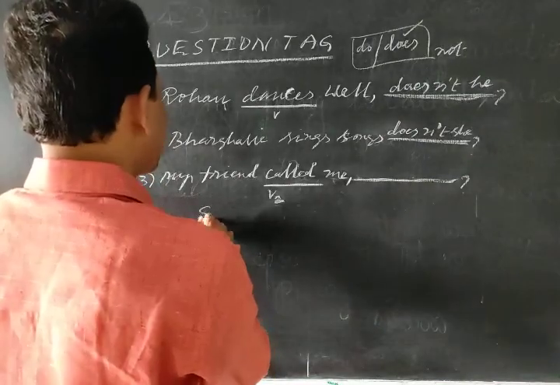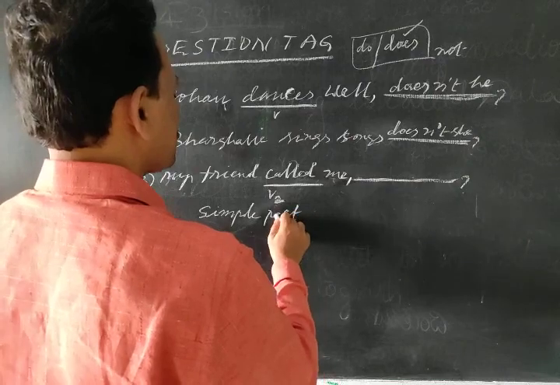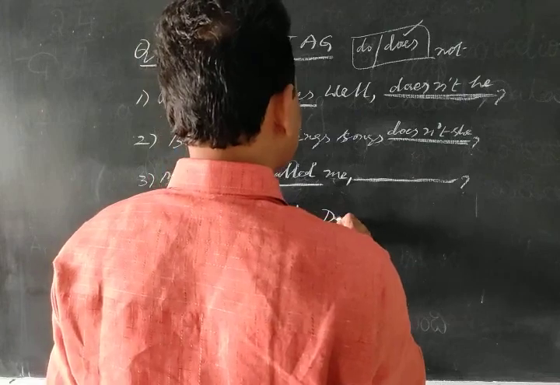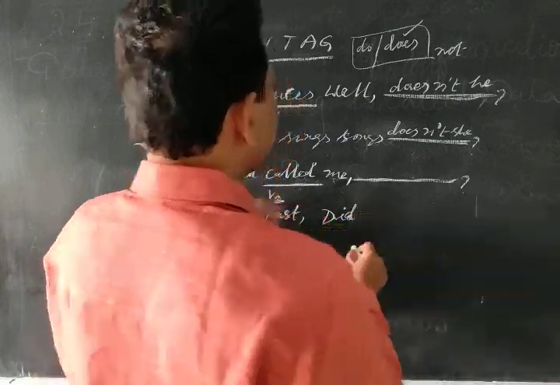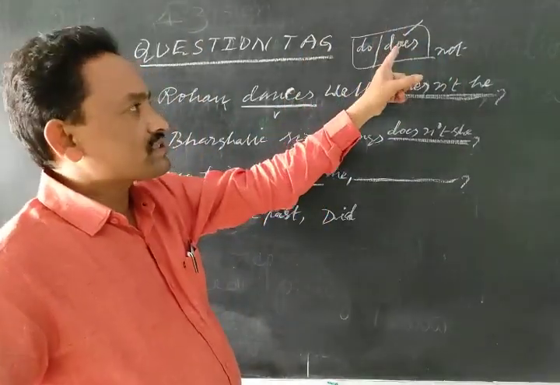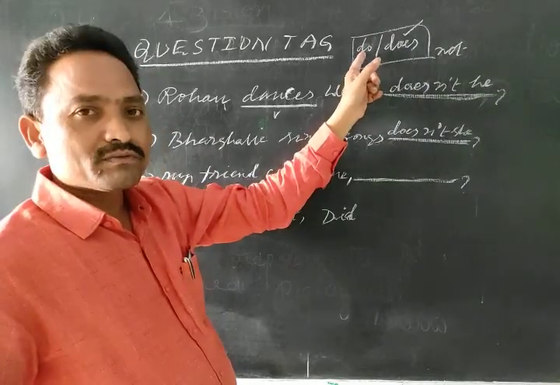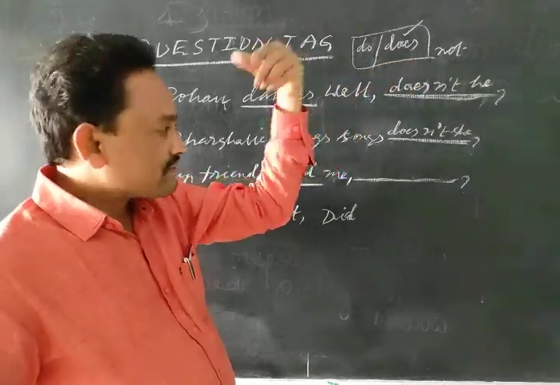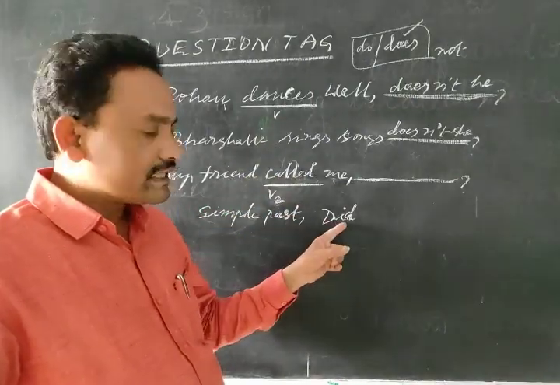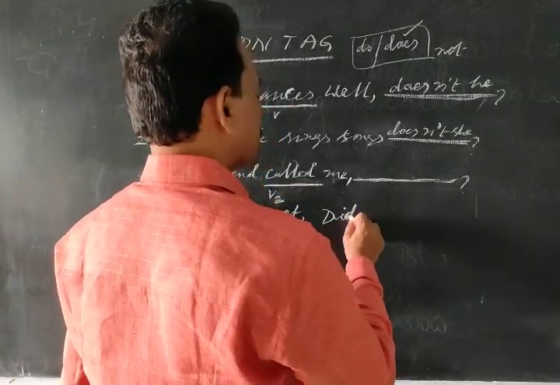In simple past tense, remember, to make a question tag, the word "did" is used. If it is simple present tense, do, does. But there is a classification among the subjects, two categories. If the subject is I, you, they, do. If the subject is he, she, it, does. But when you come to the simple past tense, after whatever the subject, "did" only is used. So among the subjects, no classification here because only "did" is used.